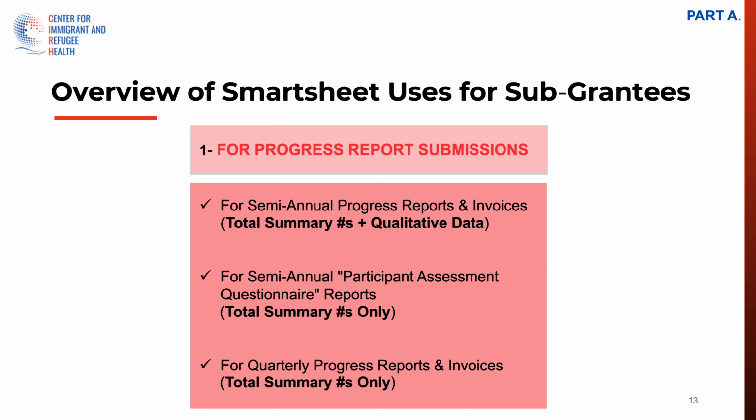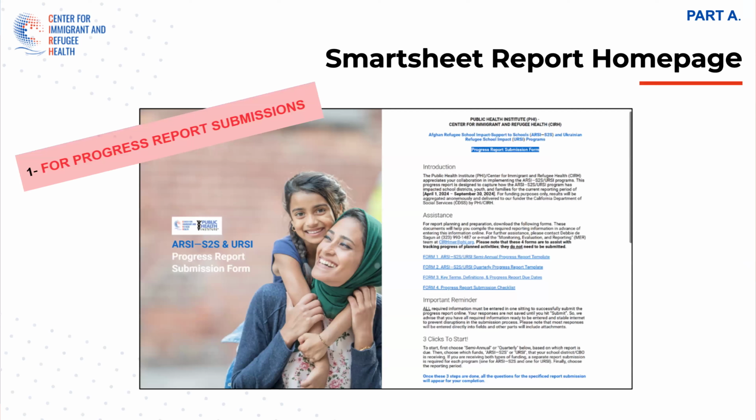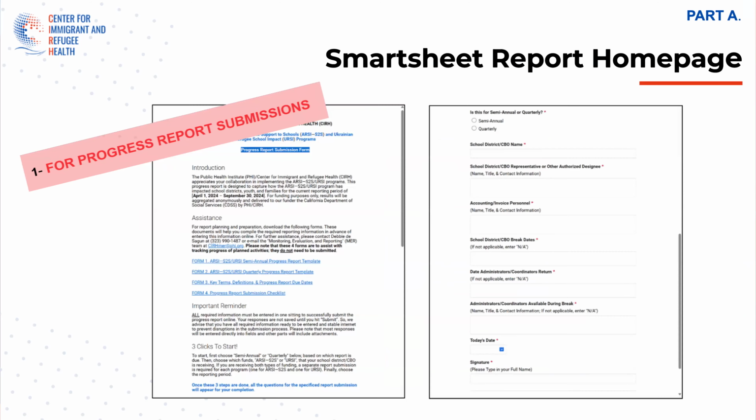The semi-annual progress report includes total summary numbers, and also open-ended questions. We'll also need the summary report for the participant assessment questionnaire. We'll go through all of this, but I wanted to give you the big picture. The quarterly progress report, which is shorter, is mainly going to be numbers. This is a sneak peek of the Smartsheet reporting portal. I'll open this up live, but I wanted to give you a view of it right now. It almost looks like an application, and you'll be inputting numbers and data into fields.